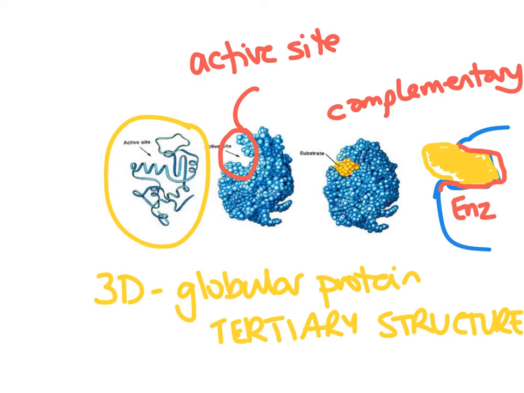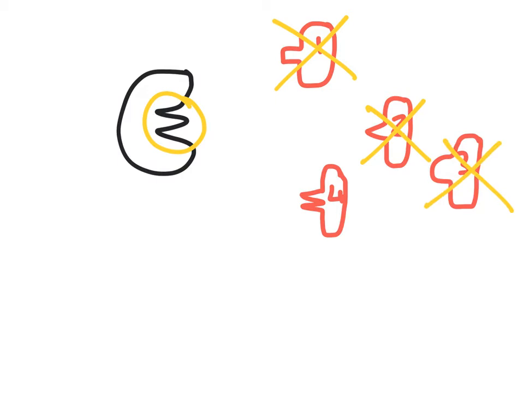And the substrate fits into it. Now, if I draw an enzyme like that, and you've got a series of substrate molecules here, so we've got 4 substrate molecules here. This is the active site. Number 1 clearly isn't going to fit in because it's not complementary in shape to the active site. Number 2 isn't going to fit in either. Neither is number 3, but number 4 is the right shape. It'll fit in to the active site. And we say that enzymes are specific.